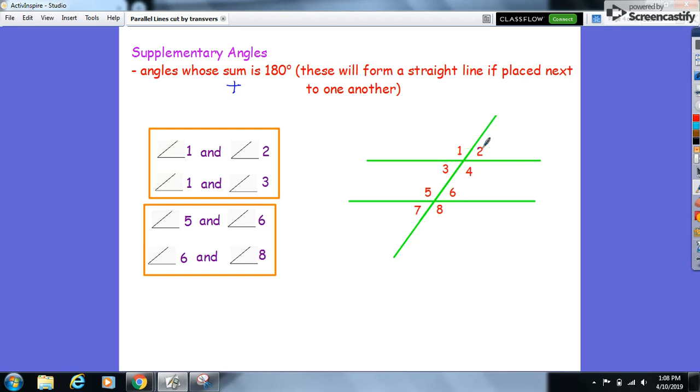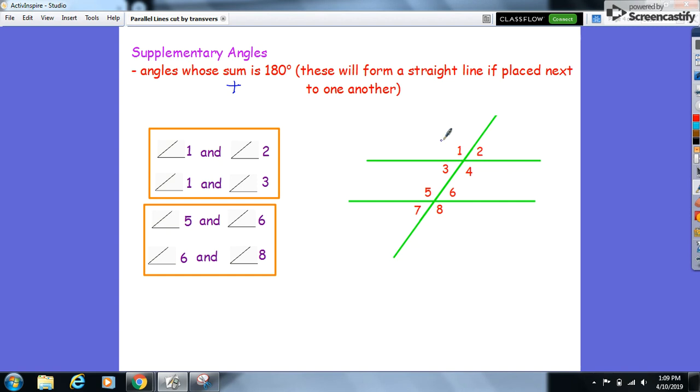So looking at this right here, I can clearly see angles 1 and 2 form this straight line right here. However, angles 1 and 3, these two, also would form a straight line because they're sitting on that transversal. Angles 5 and 6, but then also 6 and 8. Not limited to what you see here. There are more pairs of supplementary angles. However, this is the key here. Supplementary angles add up to 180.